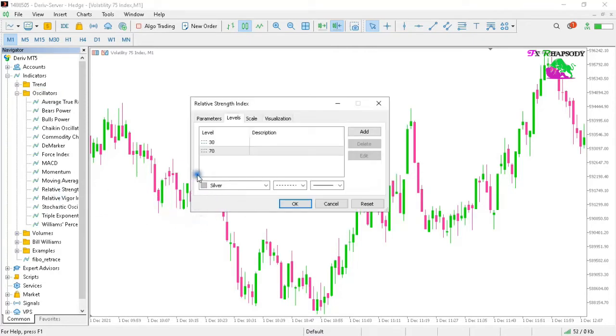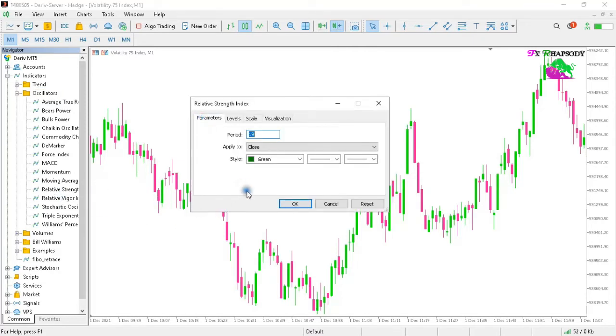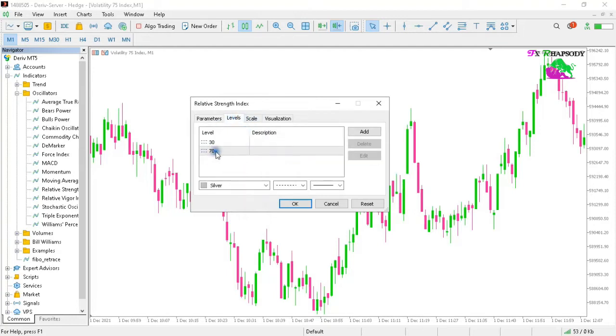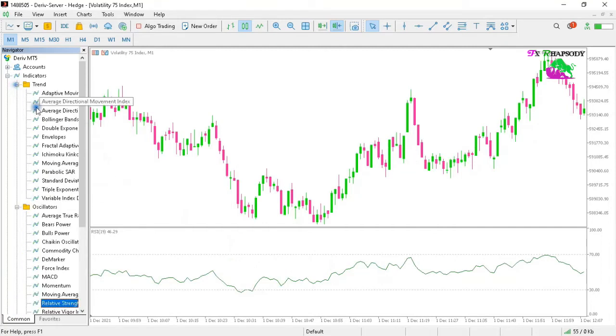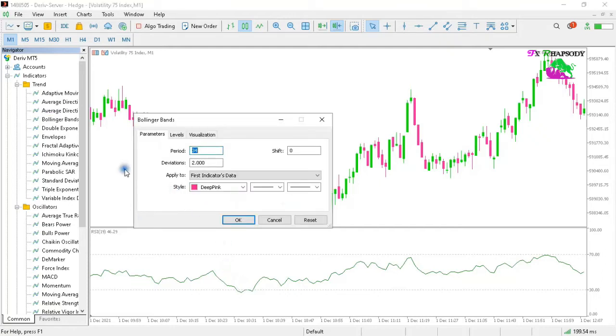Then copy these parameters. The period is 19, and then whatever you wanted for the close. The levels will be 70 and 30, and all you do is press OK. The RSI will be added to the bottom of your chart. Next, go to trend and add the Bollinger Bands. Again, click on it, drag it and drop it on top of the RSI. Copy these parameters and then press OK.